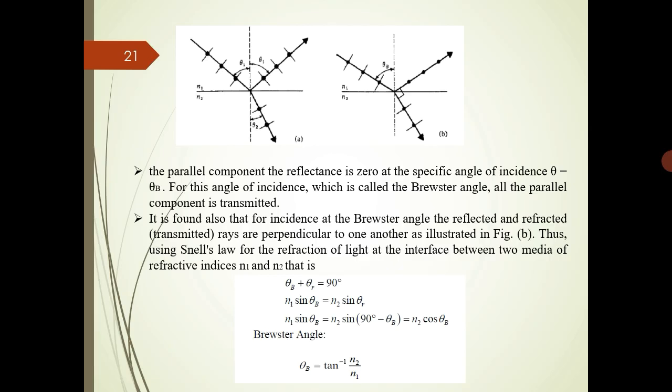So according to Brewster's angle, I rearrange the equation as N2 by N1 equals sin theta b by cos theta b. We know sin by cos is equal to tan. After applying that, tan theta b is equal to N2 by N1. Bringing the tan to the right hand side, it becomes tan inverse. So Brewster's angle is equal to tan inverse of N2 divided by N1.